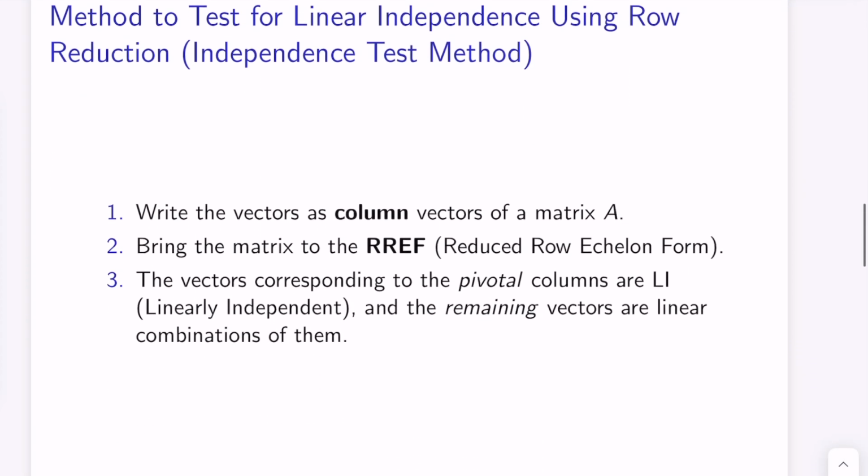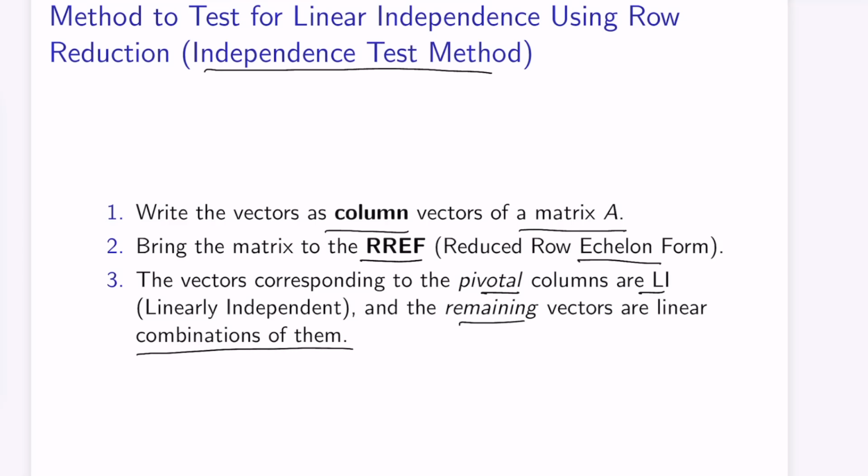Now the independent test method. How do we test whether a given set of vectors is linearly independent or not? We will use the independent test method. If you remember, before we did the minimum spanning test method, where we allocated every vector as a row of the matrix. Now in the independent test method, every vector is allocated as a column of the given matrix A, just the reverse of that. Bring the given matrix into RREF, the row reduced echelon form, and the vectors corresponding to the pivot columns are linearly independent, and the remaining vectors are linear combinations of them. So let us see how to do the independent test method.